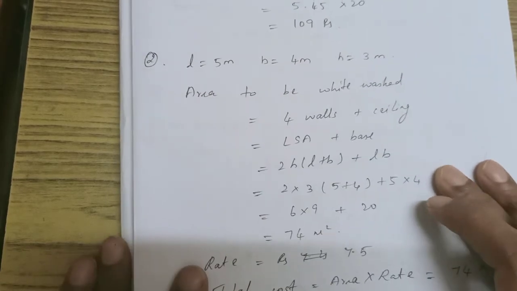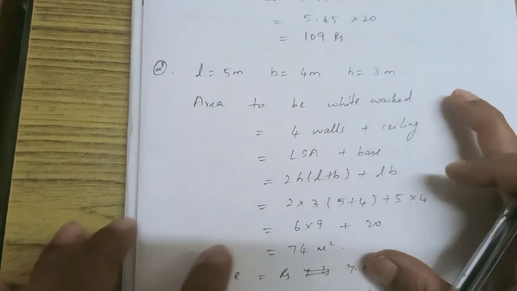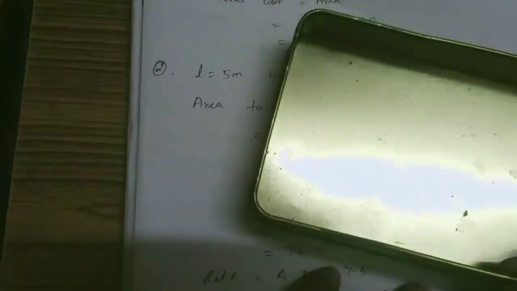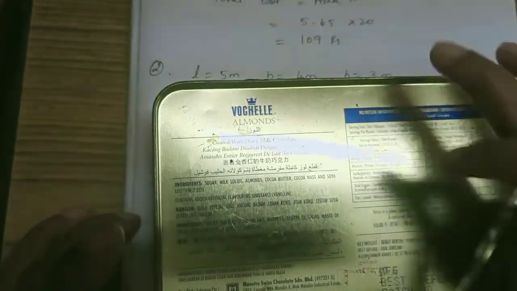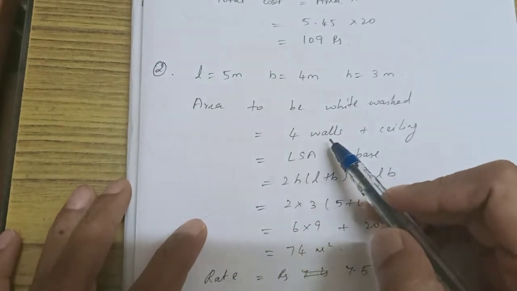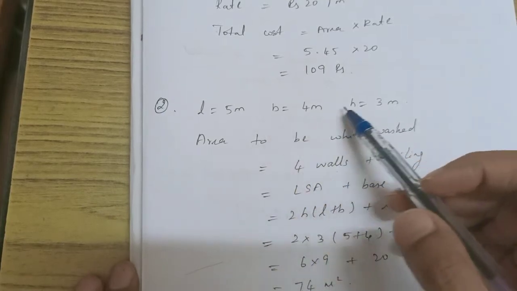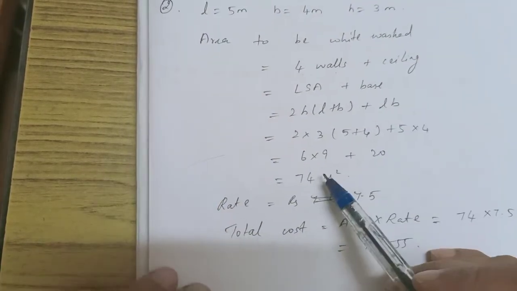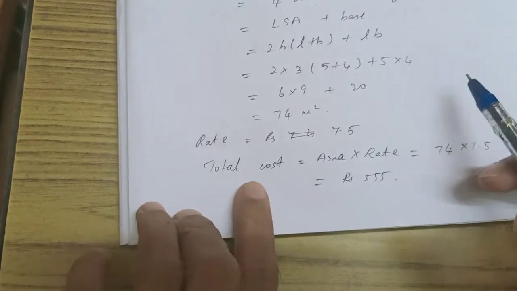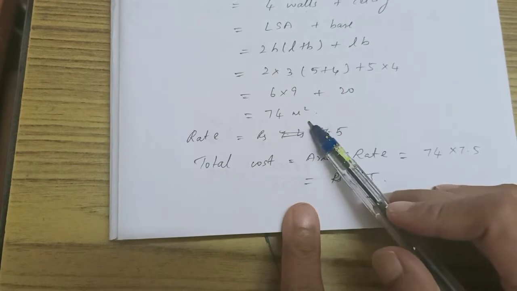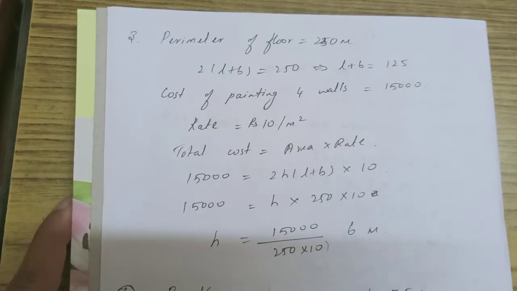In the next one, we are whitewashing the 4 walls and ceiling of a room. It is given in the question. See, 4 walls and ceiling, that means that is also the same only. It is a box closed at the top. LSA plus 1 base. Okay. So 4 walls means LSA, ceiling is the base. Same, apply the formula. Always see whether the units are all same. The units are same, so you can do the calculation. And rate is given as 7.5 rupees. So total cost is equal to area into rate. This is the area into rate 7.5. Multiply, you should get the answer in rupees.